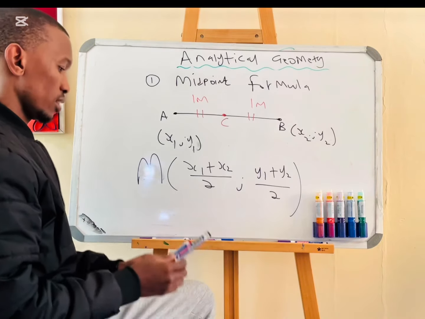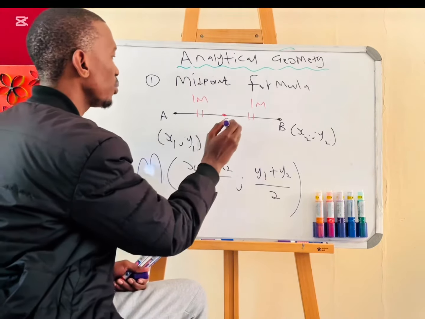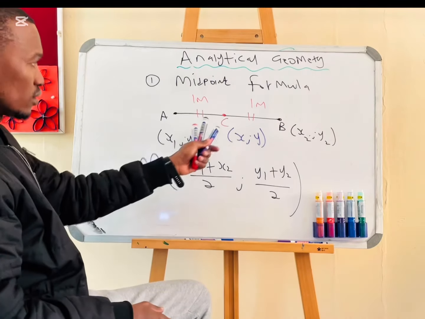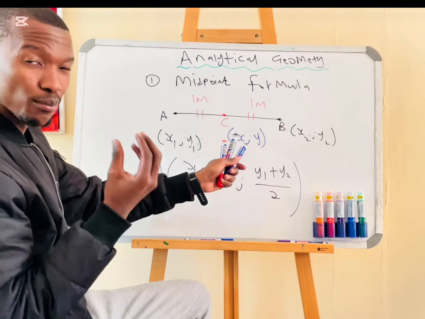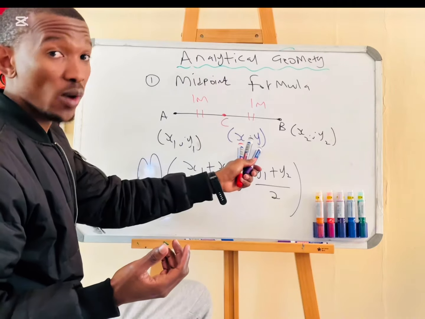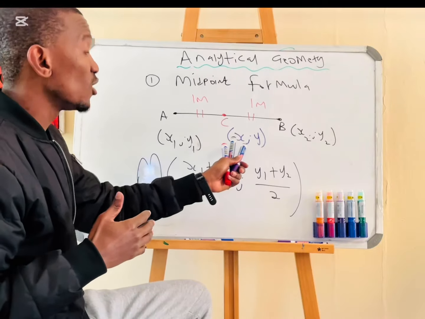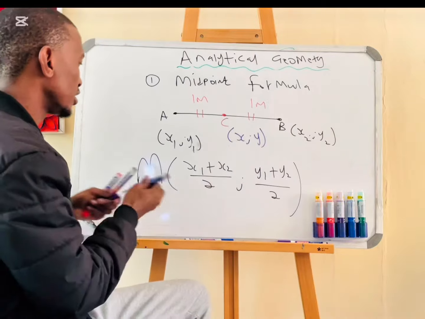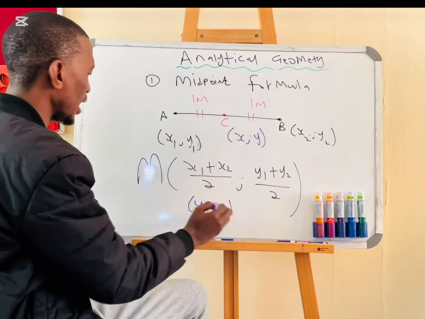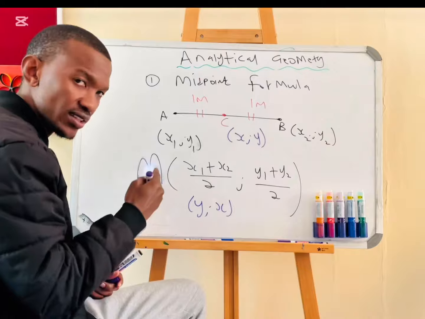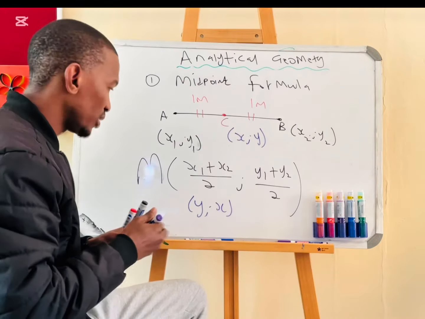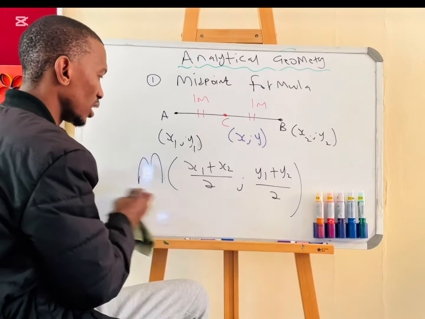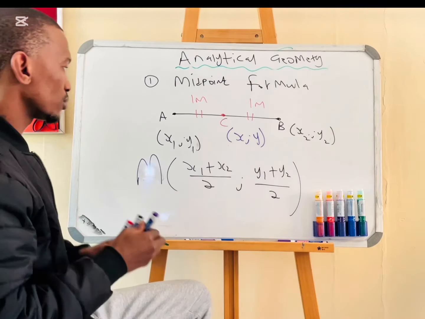Now, your midpoint C, its coordinates are x and y. Remember, a point or a coordinate must always have x and y. And x is the independent, y is the dependent. X always comes first, y comes after. Don't write it like this, y, x. Always the value of x comes first, the value of y comes after. Please, that is the order. I see some people make those mistakes, so please don't do that.